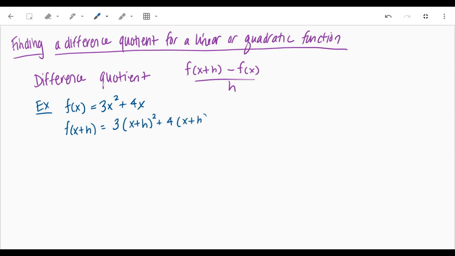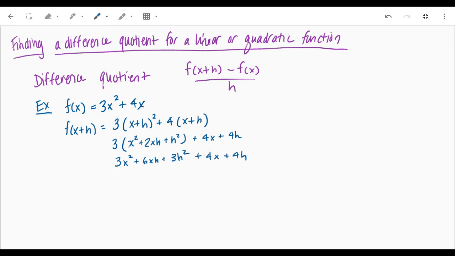Then we'll have 3 times the quantity x plus h squared. We know when we square a binomial, we'll have x squared plus 2xh plus h squared, plus 4x plus 4h, if I distribute that 4. Now I'm going to distribute the 3. And then I also have my 4x plus 4h. So that's the first thing we need to do, find f of x plus h.